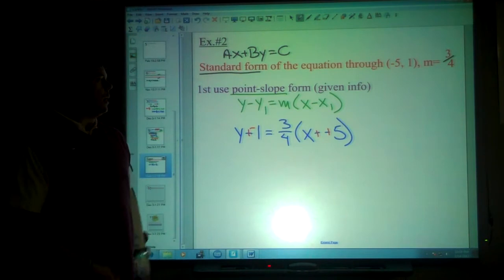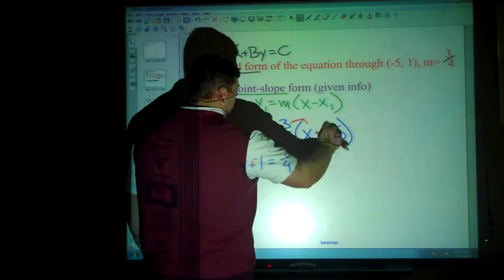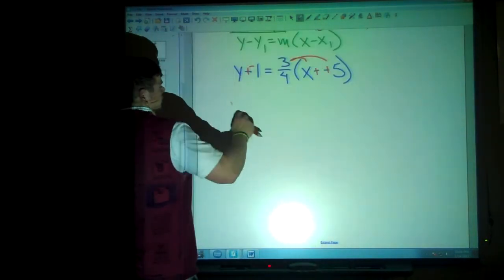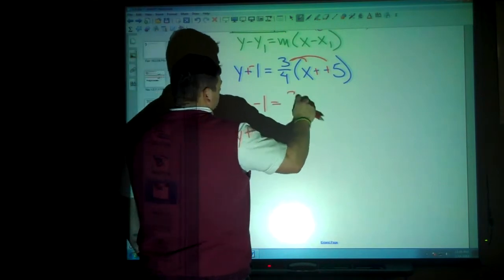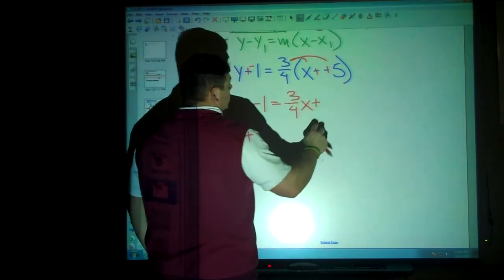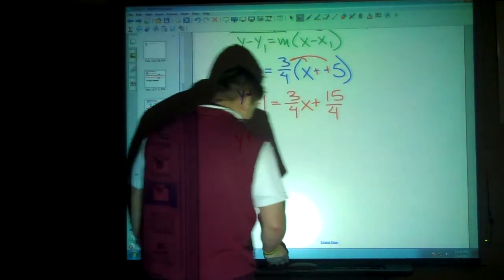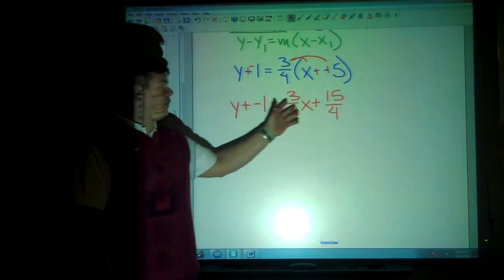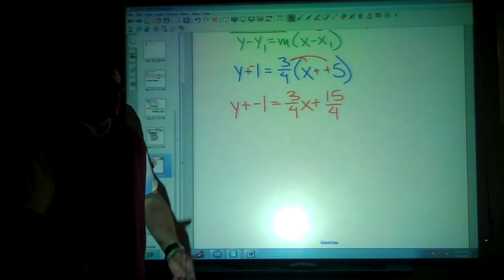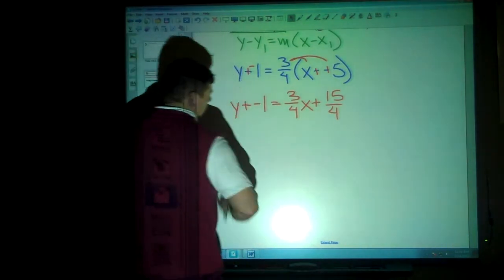Get all the x's and all the y's on one side. We use the distributive property. That will give us y plus negative 1 equals 3/4 x plus a positive 15/4. Now you might notice there's a whole bunch of fractions in this, but you know a trick that you can use to get rid of the fractions.